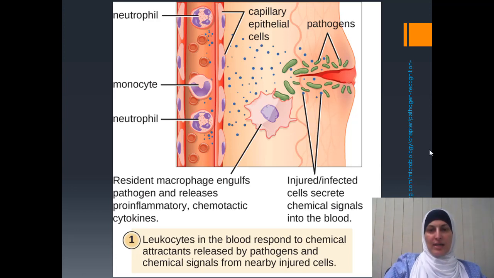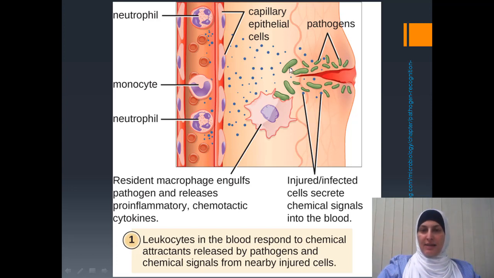So let's see again what happens when we have a cut wound. These are the pathogens here. This would initiate different types of immune reactions. Initially, we have the macrophages, which are residing in the tissues. They would be able to recognize these pathogens and start engulfing the pathogens. Also, they will start producing cytokines and chemokines to attract adjacent white blood cells.